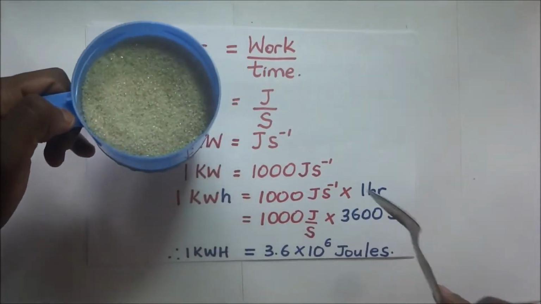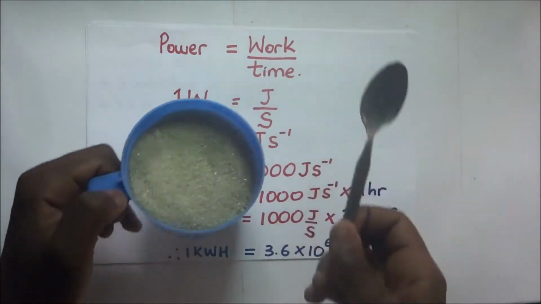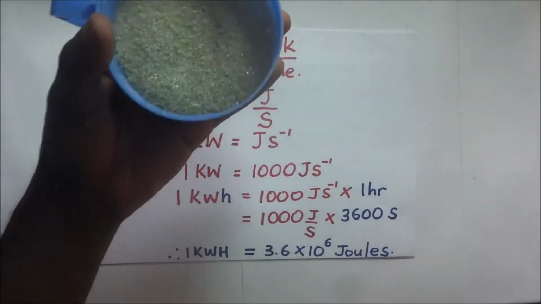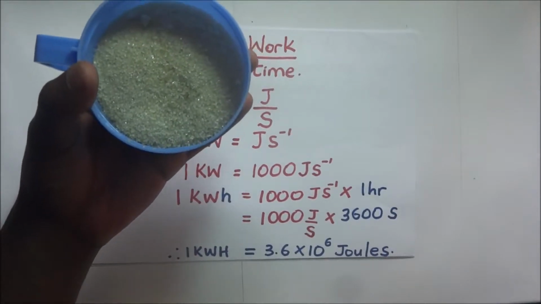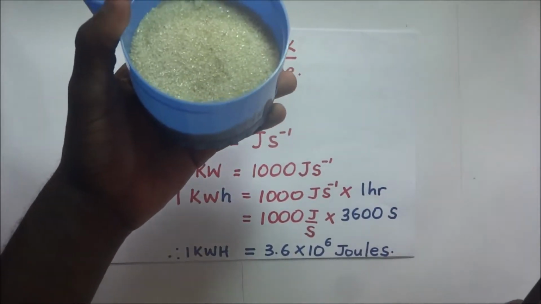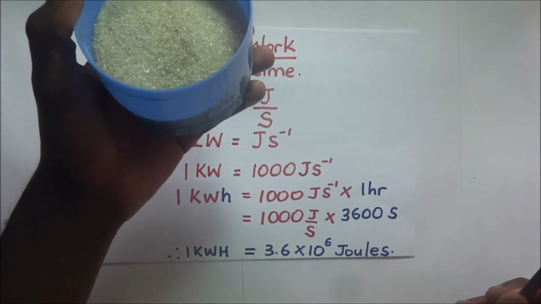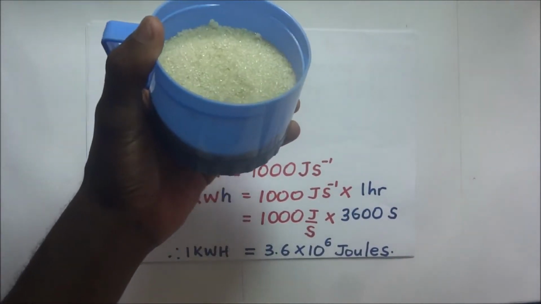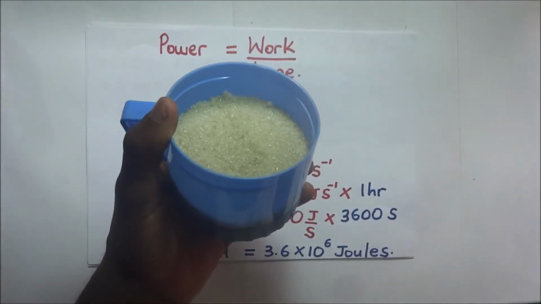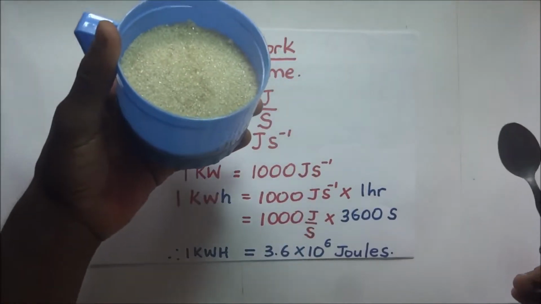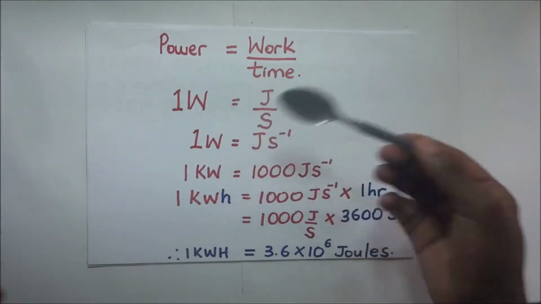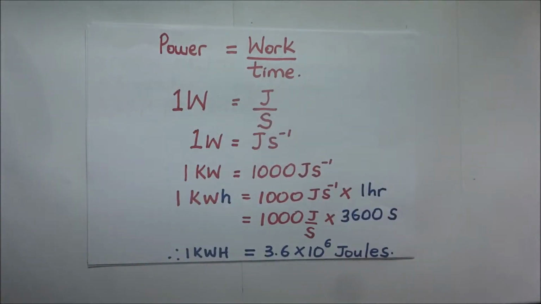So what does that mean? It means that instead of using this spoon, I'll use this cup as my unit. So I'll say every cup of sugar that I give out, I'll expect a payment of, let's say, 1,000 shillings. So now this cup of sugar becomes my unit, or the standard upon which I'm going to use to sell sugar. This same analogy applies when it comes to electricity and billing of electricity.